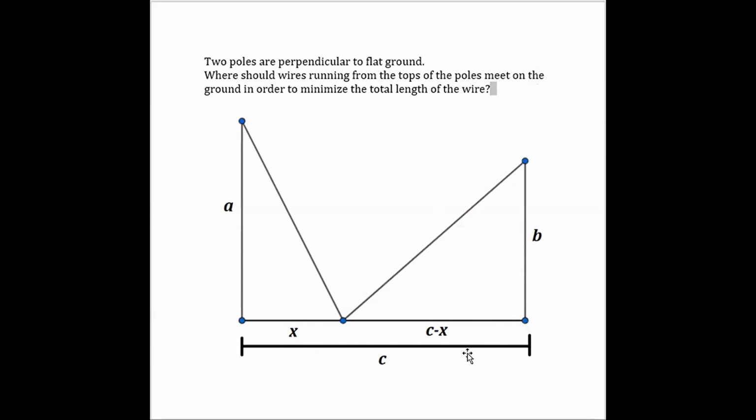A and B will both have to be greater than 0, because if they're not, then we don't have any poles. In the diagram, I have A greater than B. We don't know if that's necessary, though. You could have A equal to B. You could have A less than B.